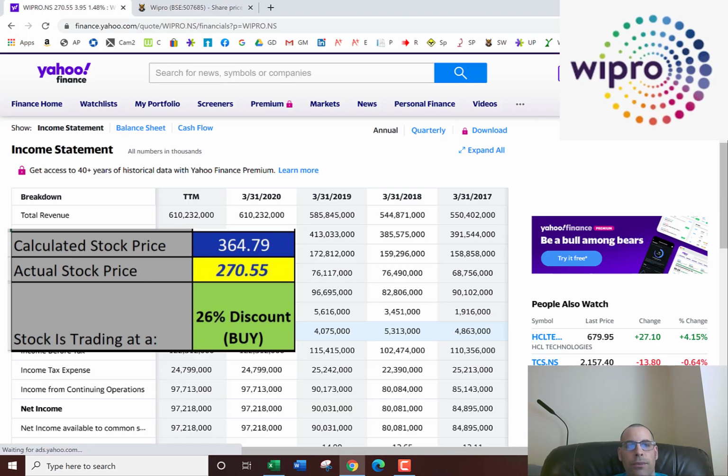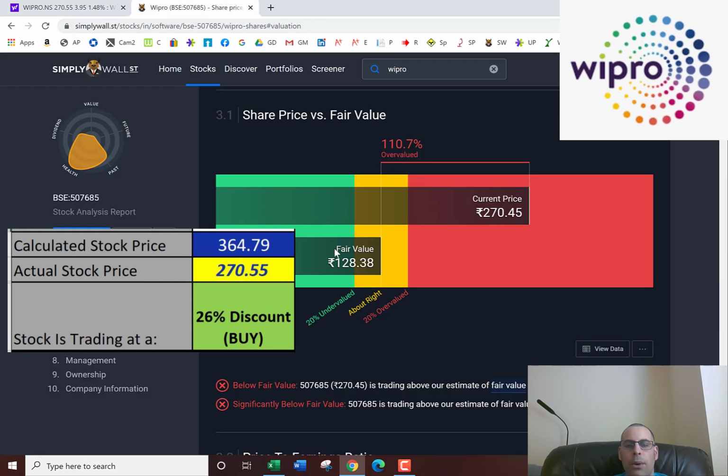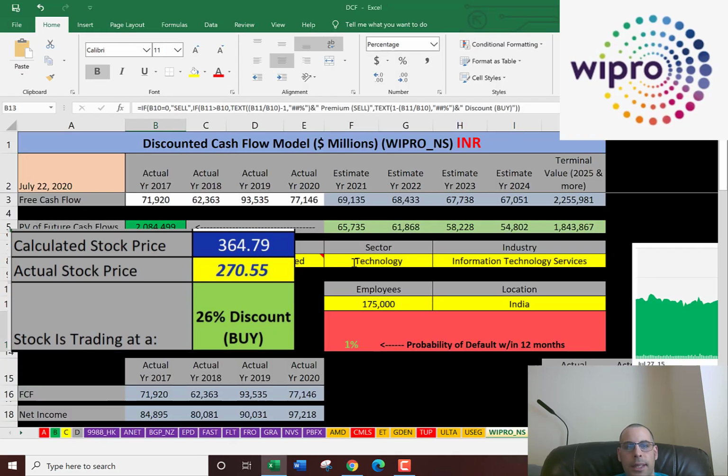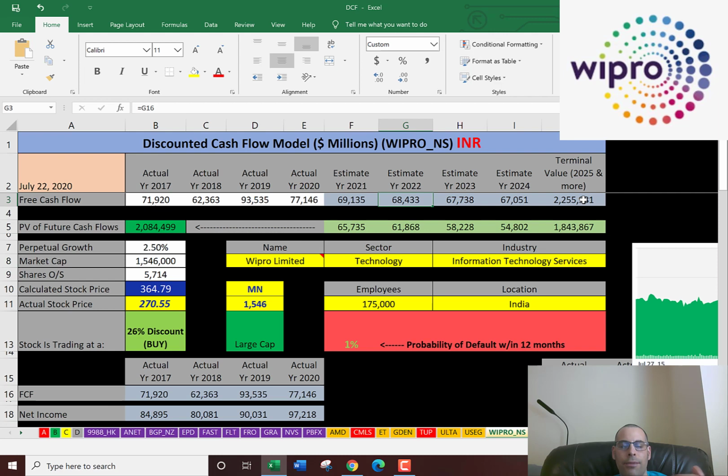Let's see what Simply Wall Street values the company at. They're much lower. They're saying it's worth 128. So you can see in my model, I used a pretty conservative model. The estimates aren't that high and they're actually lower than the past numbers. From doing some research on the company, it didn't seem like their future growth was going to be that strong. So I used a pretty safe model and I still came up with a value that's above their stock price. And it's interesting to see that Simply Wall Street's below their stock price.